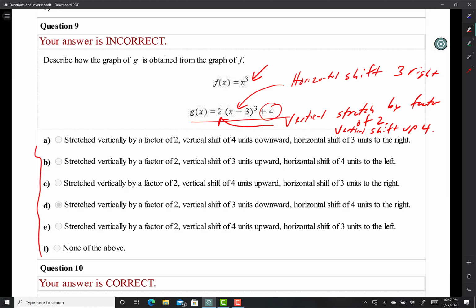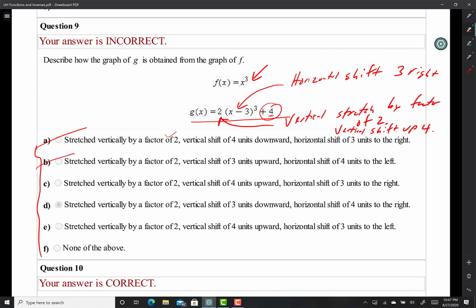Let's see which one it is. All of them say stretch vertically by a factor of 2, so you can't cancel anything. Let's see which one says horizontal shift of 3. That's vertical. Okay, let's start with the first one. Stretch vertically by a factor of 2, yeah. Vertical shift up 4 units downward, no. You're going up, out. Vertical shift of 3 units up, no.